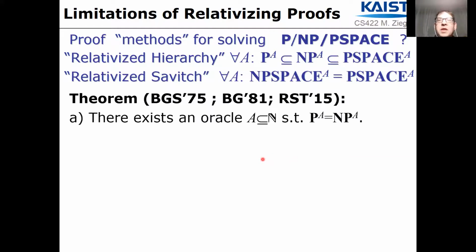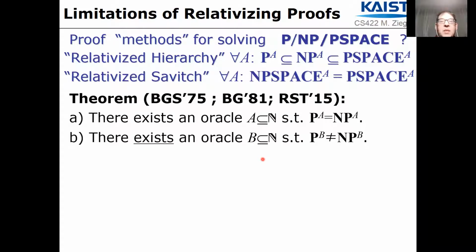Right, so what is the Baker-Gill-Solovay theorem? It consists of two statements. The first says that there exists an oracle relative to which P is equal to NP, which means that we cannot prove P different from NP using relativizing proof techniques, because a relativizing proof technique for P different from NP would also carry over to oracles and would thus imply that P with oracle A is different from NP with oracle A, which is a contradiction to the first statement of Baker-Gill-Solovay, which says there exists such an oracle.